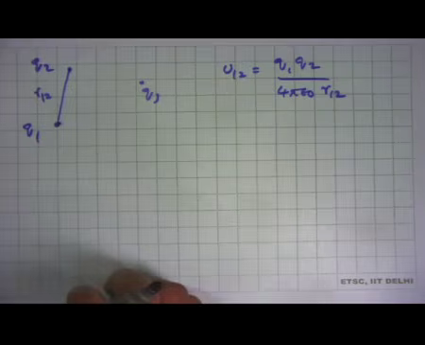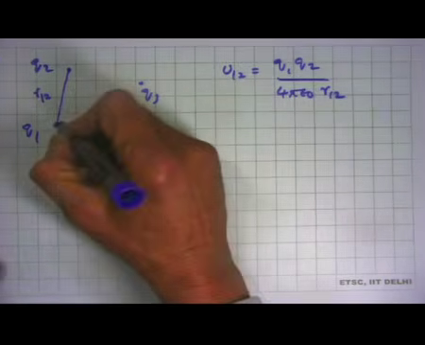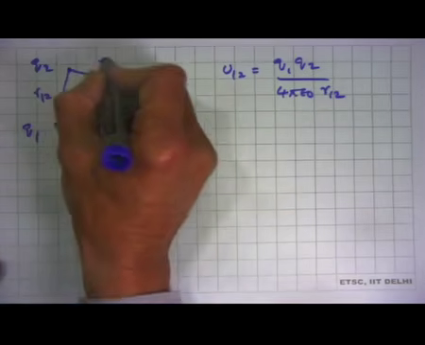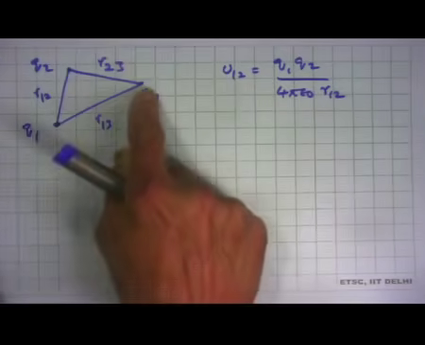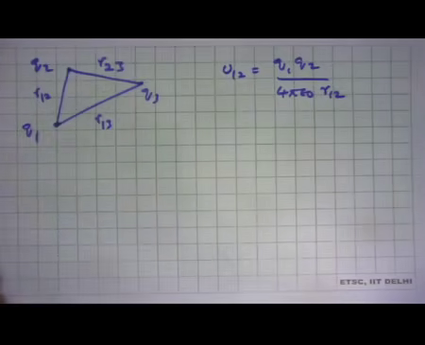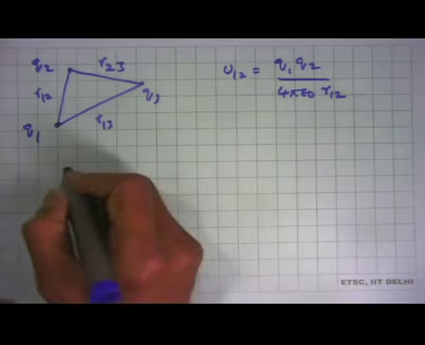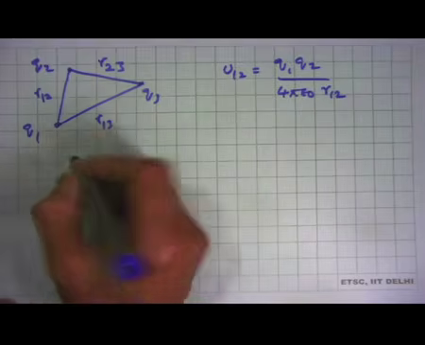Now, with these two charges present here, I bring q3 from infinity and place it at this point. Let me call this distance r13 and this distance r23. Now, you see, when I bring in q3 from infinity, I have to do work against the electric field of both q1 and q2 simultaneously. So, let me calculate the work done in bringing q3 to this point.